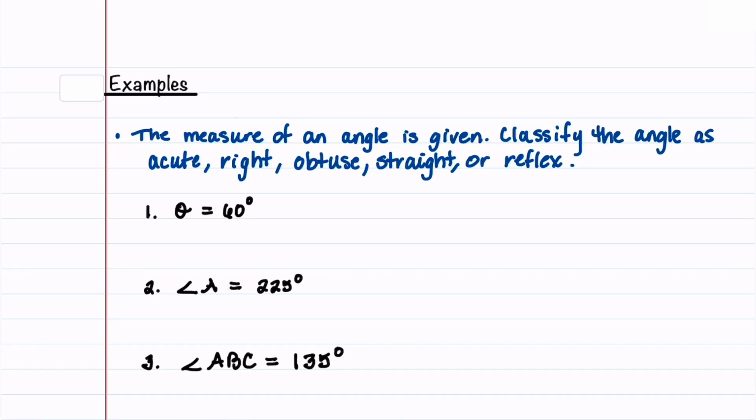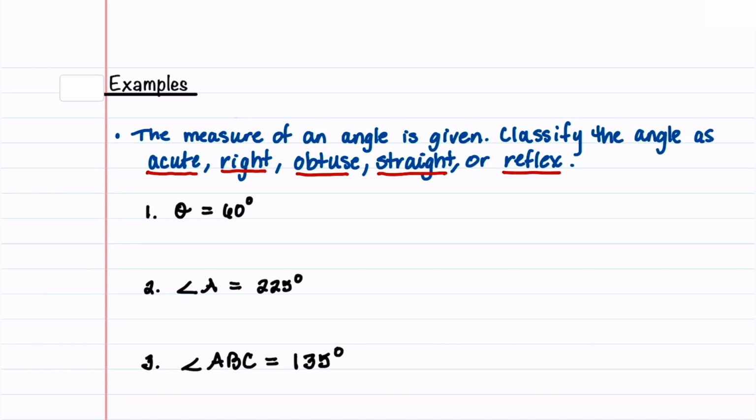For these examples, we're asked to classify the angle as acute. Let's go ahead and underline that. I always encourage you to underline the parts of the problem that you're being asked to do. So we're going to label it as acute, right, obtuse, straight, or reflex.